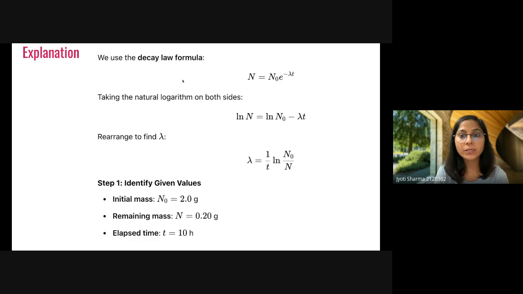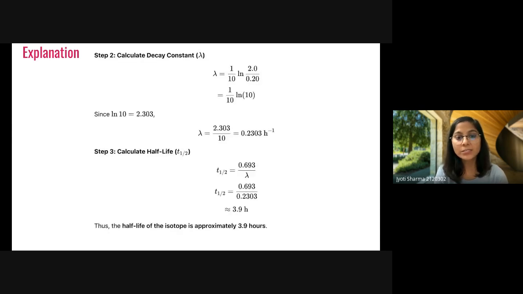So let me show you how we can do this. As I told you, N is equal to N node e raised to power minus lambda t. N node is equal to 2 gram, N is 0.2 gram, and t is equal to 10 hours. Based on that, you can calculate the decay constant. As soon as you calculate the decay constant, you can put it into the third step, from where you can calculate the half-life, which is equal to 0.693 upon decay constant. This will be nothing but 3.9 hours. Okay, I think this is a clear and very simple question.